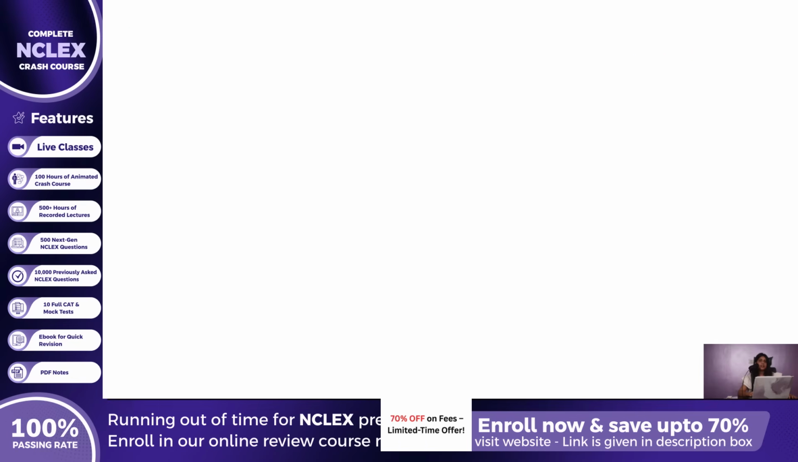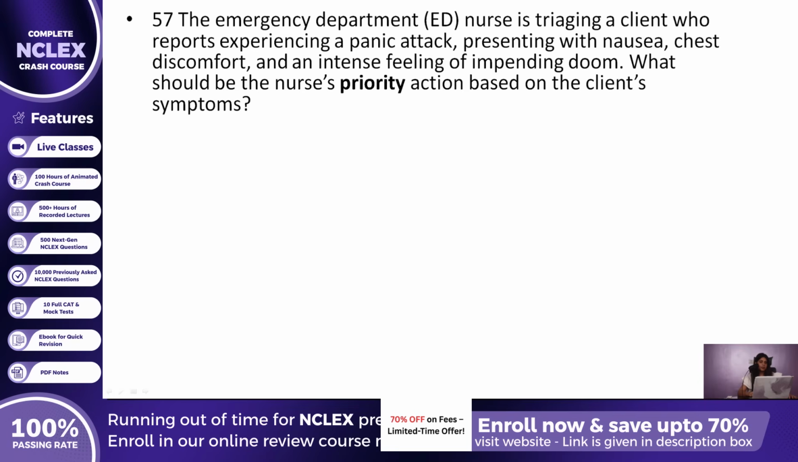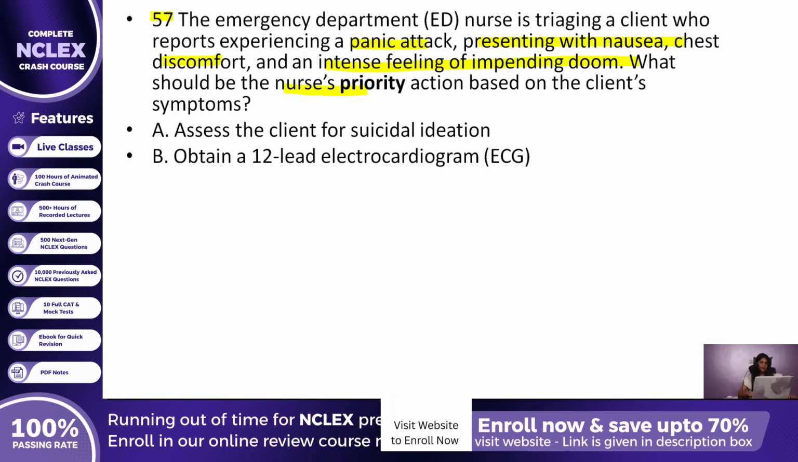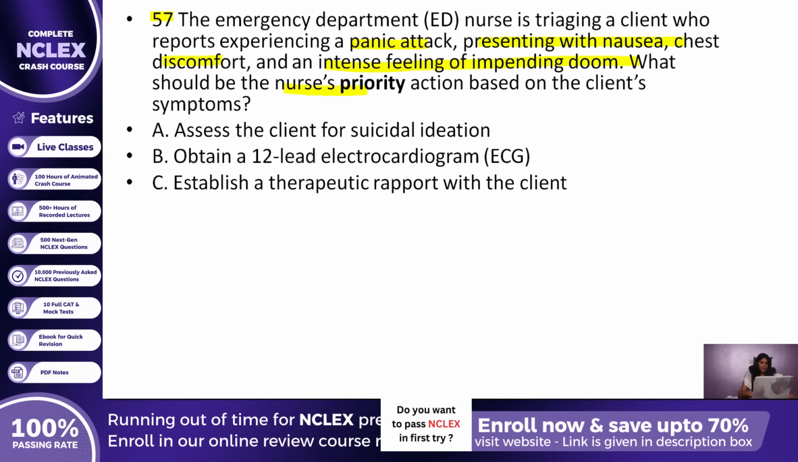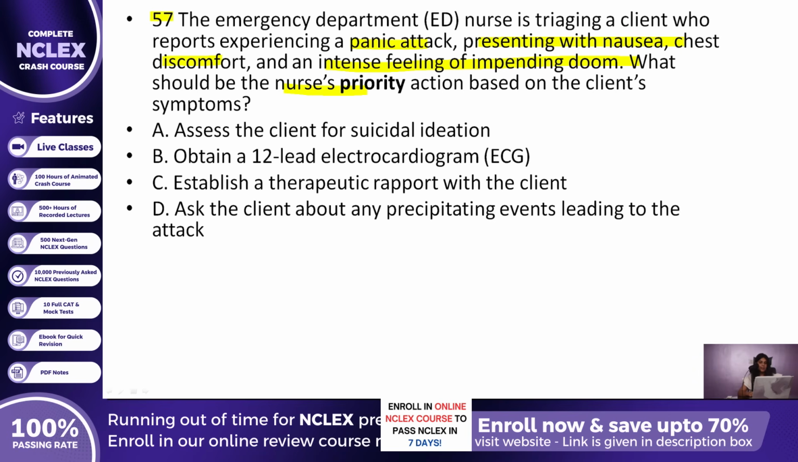Here's a high-stakes emergency triage situation to consider. Question 57. A client arrives at the emergency department reporting what feels like a panic attack, accompanied by nausea, chest discomfort, and a strong sense of impending doom. The options are Option A, assess the client for suicidal ideation. Option B, obtain a 12-lead electrocardiogram, ECG. Option C, establish a therapeutic rapport with the client. And Option D, ask the client about any precipitating events leading to the attack.